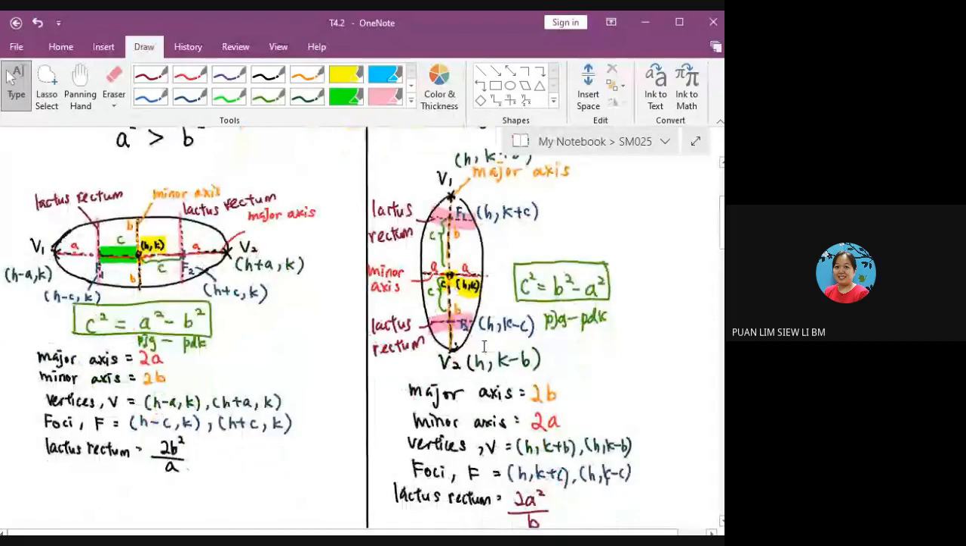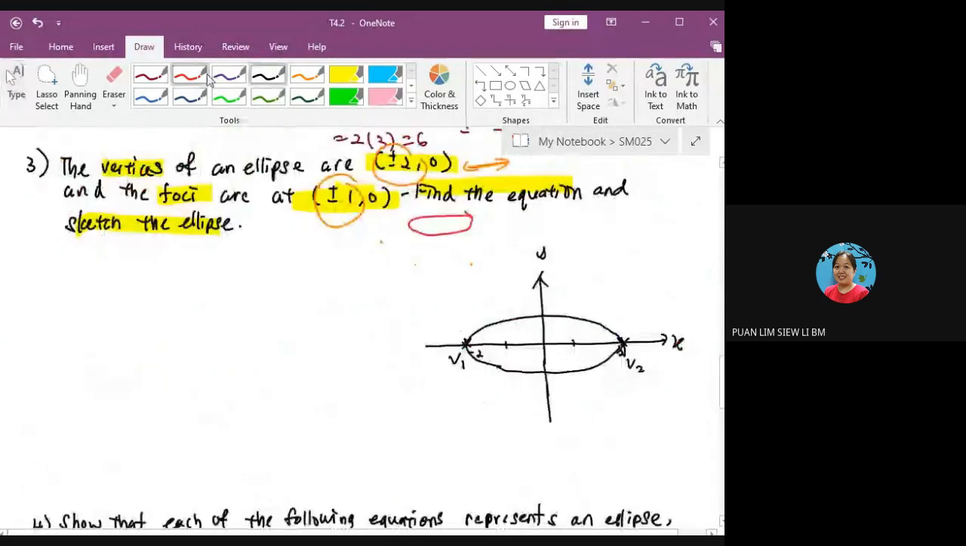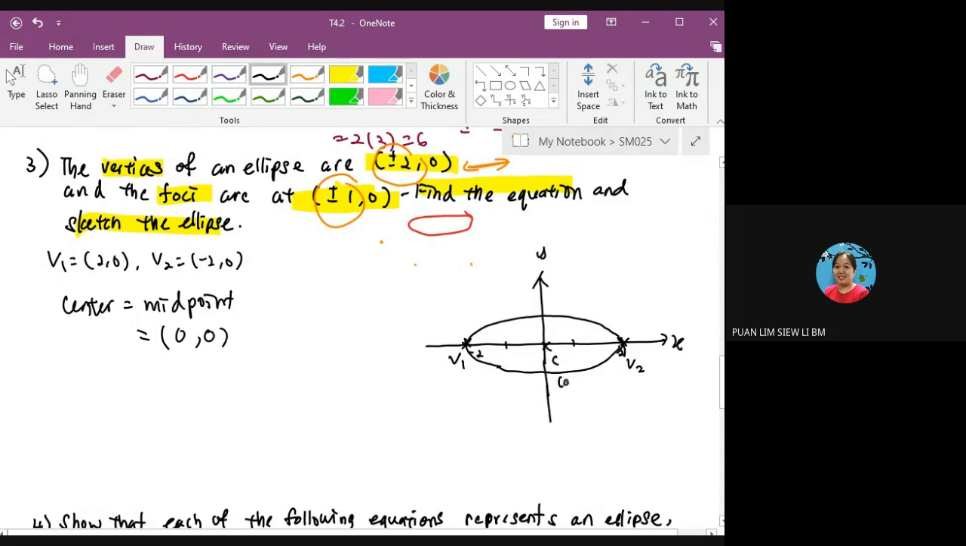Okay, so sekarang vertices saya adalah (2, 0) dengan (-2, 0). So bermaksud center mesti di tengah-tengah. Is their midpoint. So what's their midpoint? You tambah, bahagi 2, (0, 0). So this is my center.